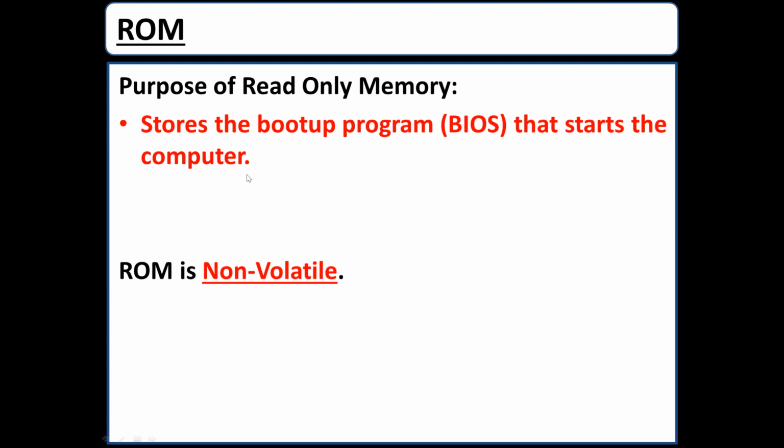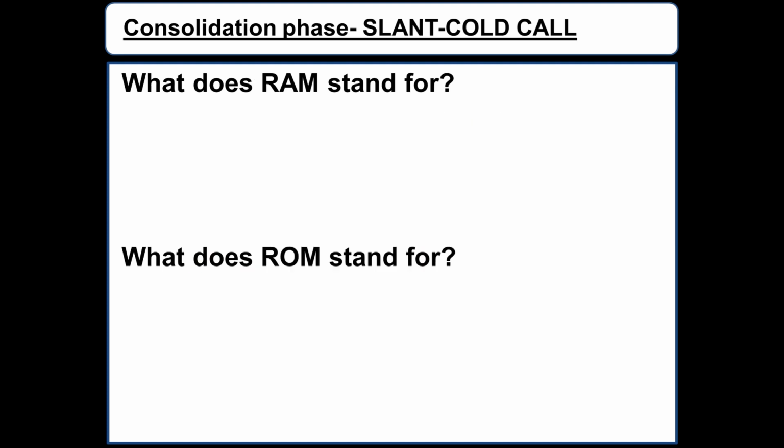Now, ROM is the second type of primary storage, and the purpose of ROM is to store the boot up programs that will start your computer. So we call it BIOS. It will start your computer. ROM is non-volatile, which means it does not lose its data when the computer is off, because if the boot up instructions are lost, then how are you going to turn your computer on? You won't be able to.